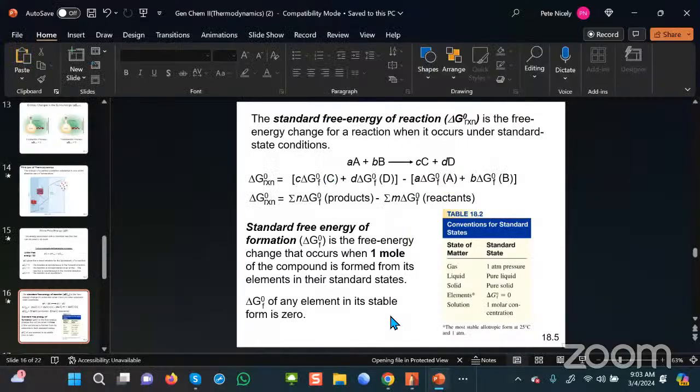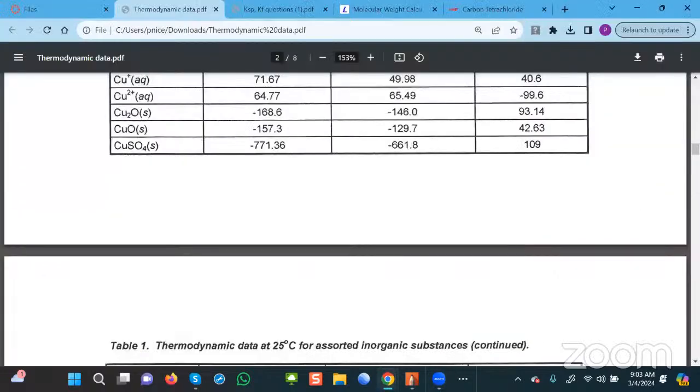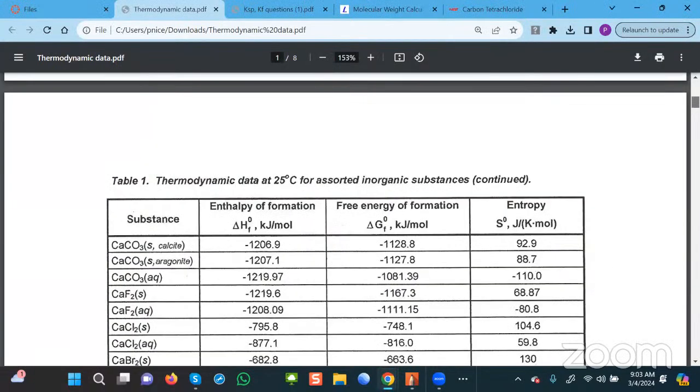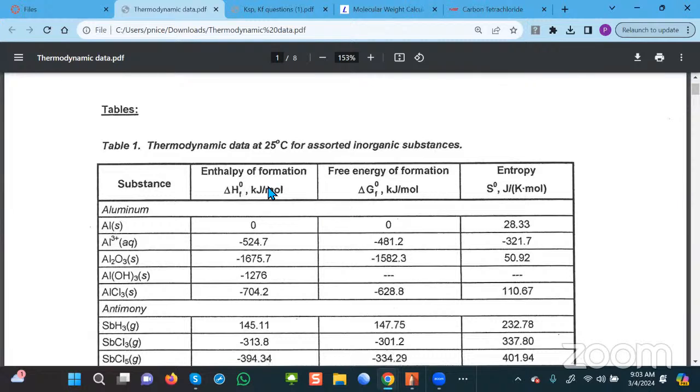So that would be the middle column given here, right? That's delta G formation, right? And you'll notice that there are some similarities between delta Gf and delta Hf in that for elements in their normal conditions, the values of delta Gf and delta Hf are zeros, right?